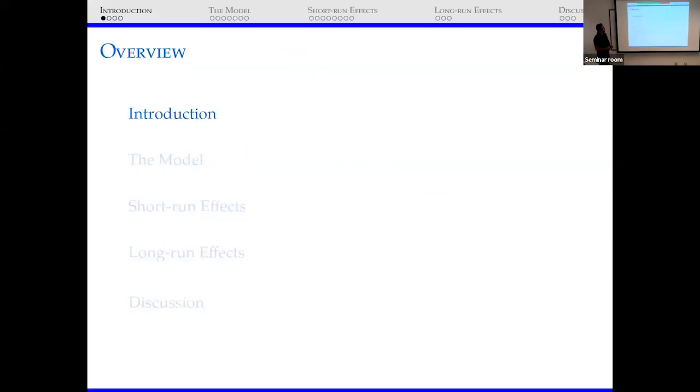So the overview of the talk is: I'm going to introduce the problem, then show you the model and why we chose this model, and then we're going to look at the results. The results are twofold, either in the short run or the long run, because we're considering here an infinite horizon. And finally, in terms of conclusion, we're going to discuss what's happening.